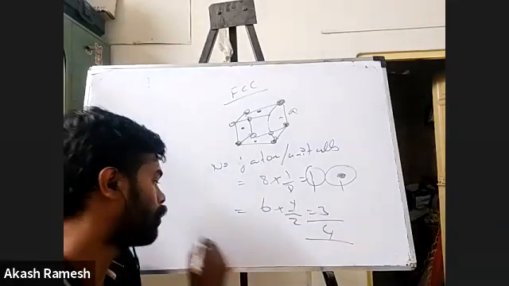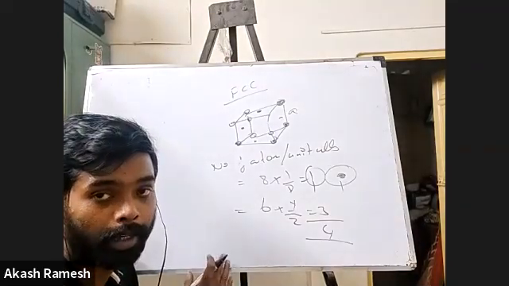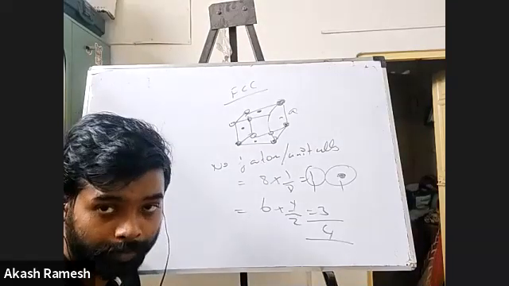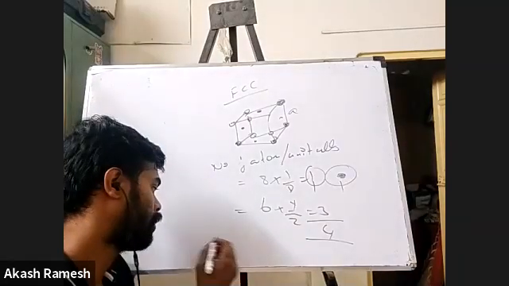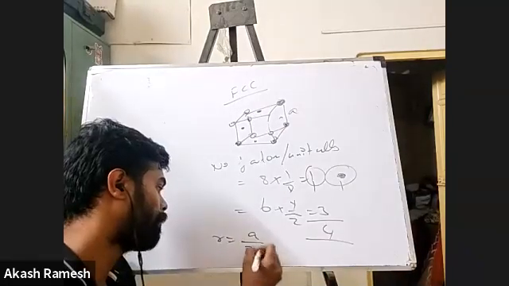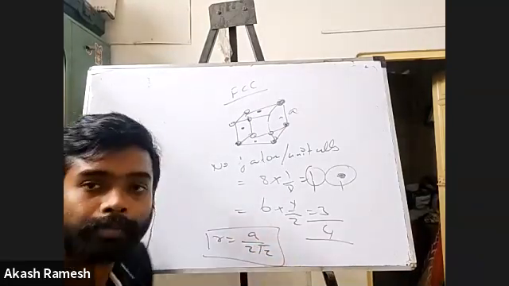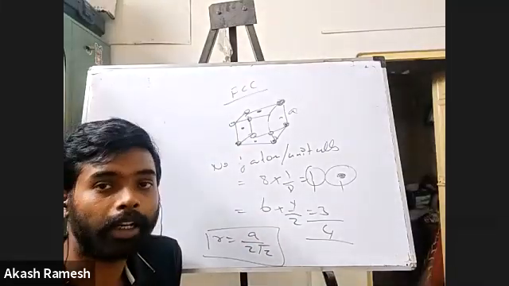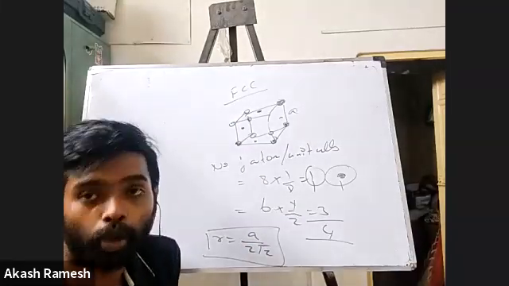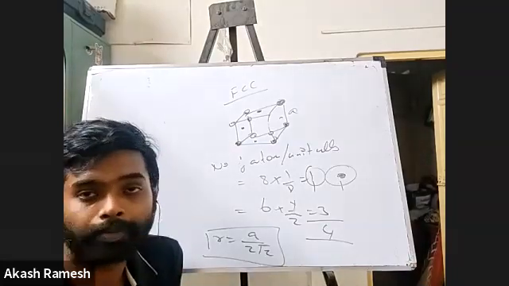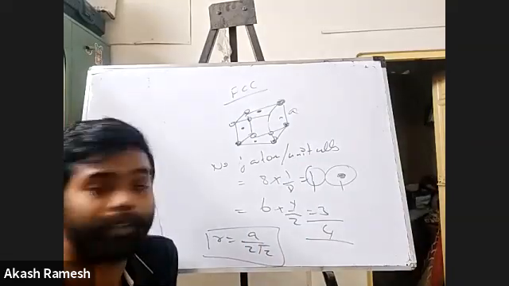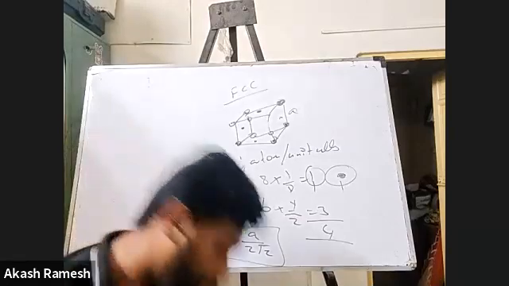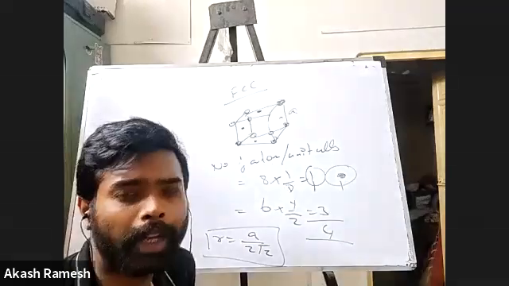Okay, then again, what is the relationship between A and R for this? Can someone tell me? Four R is equal to A root 3. Okay, fine. So you have R is equal to A by 2 root 2. Can I write it like this? Right? R is equal to A divided by 2 root 2. You have to remember this. Again, the packing efficiency is maximum for FCC, right?